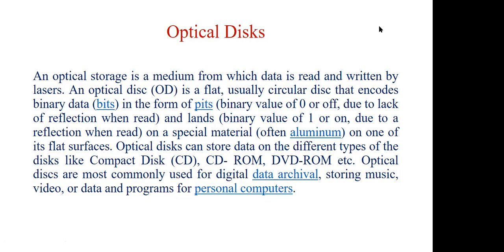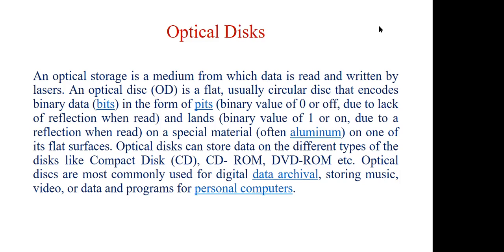An optical disc is a flat, usually circular disc that encodes binary data in the form of bits. Because the computer understands binary language, everything stored on these compact discs is in the form of bits. What is a bit here? A binary value of 0 or off, due to lack of reflection when read, and lands. Two things: pits and lands.